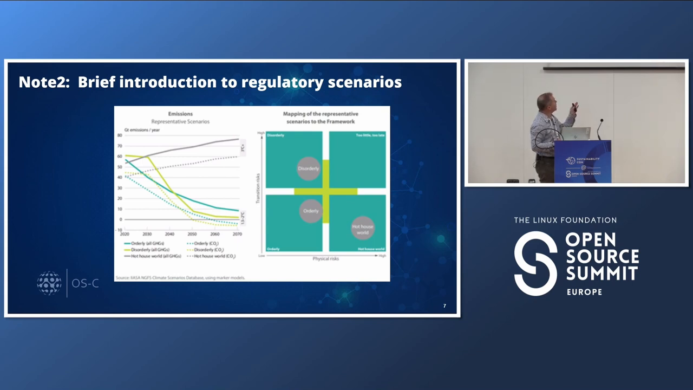If everything goes perfectly, we end up in the bottom left-hand square with an orderly transition, with still some degree of physical risk, because we know no matter what we do, we're still facing rising temperatures at the moment. And obviously disorderly will create much more transition risk, much more volatility in the system. And that's going to be much harder for finance to navigate, because the decisions of who to lend to have to be modelled around potential extremely volatile policy decisions and corporate action.